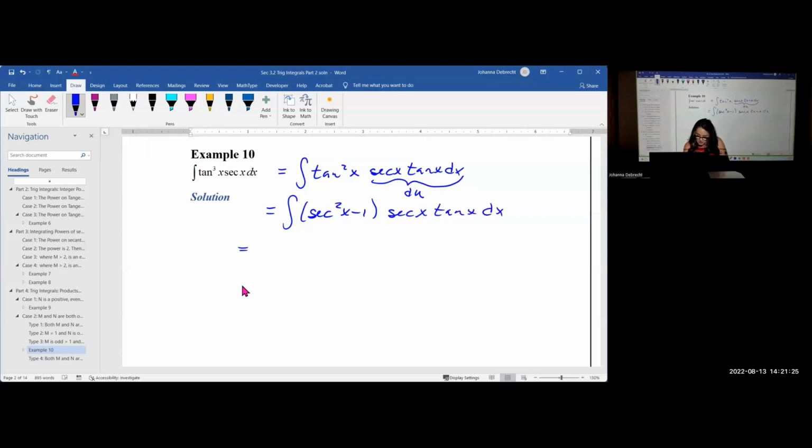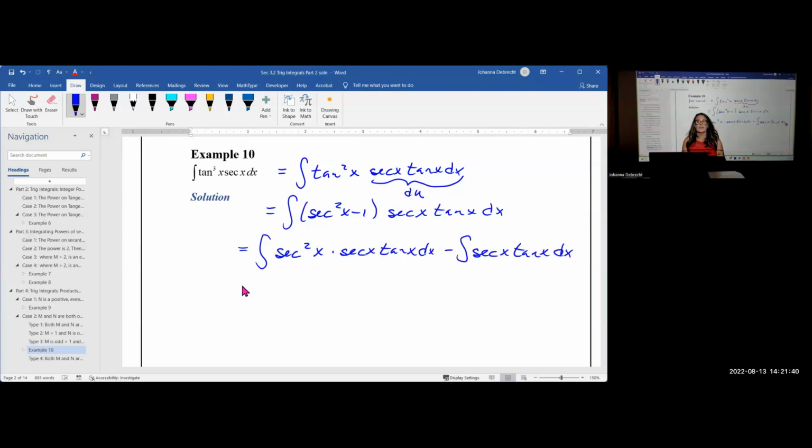Distribute it out and split it into 2 integrals. Secant squared of x times secant x tangent of x dx minus the integral of secant of x tangent of x dx. Now the second integral will integrate directly because this has an antiderivative, which is secant of x. So I know that this one goes immediately and becomes secant of x plus my constant.